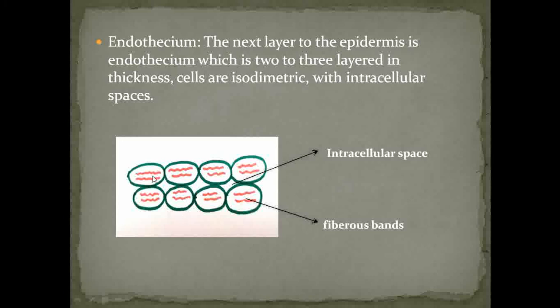So this layer of endothecium is hygroscopic in nature. It can accumulate water, and whenever the conditions are favorable, by accumulating more water, it bursts and helps to liberate the pollen grains outside. So this is the function of the endothecium.